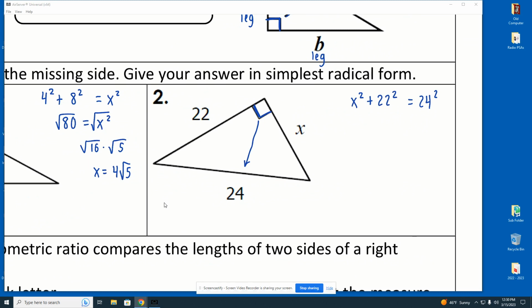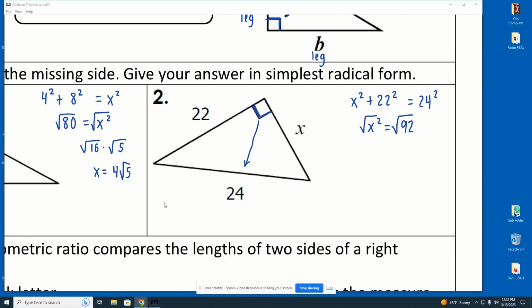Now, I'm going to go to my calculator, save myself a little time. If you want to go ahead and type 22 squared and simplify that, and then type 24 squared and simplify that, you can. But I go ahead and just do 24 squared minus 22 squared. Go ahead and get X squared alone. Subtract 22 squared. 24 squared minus 22 squared is 92. Take the square root of 92.